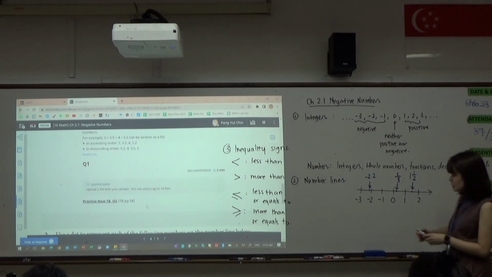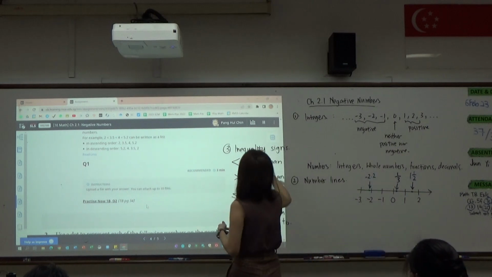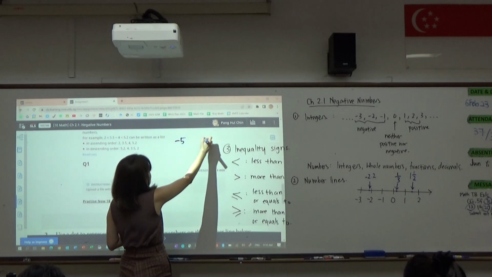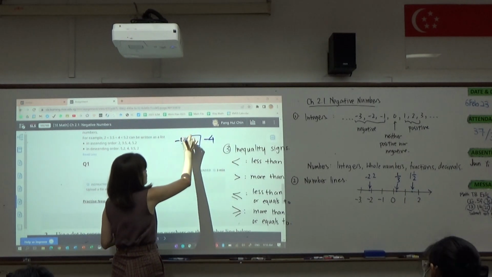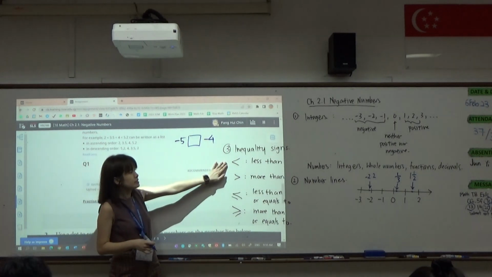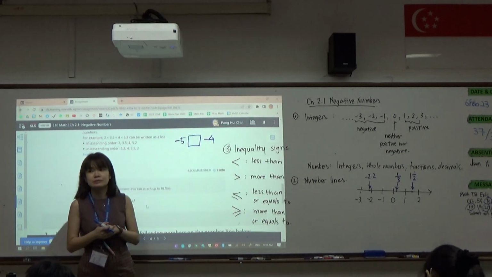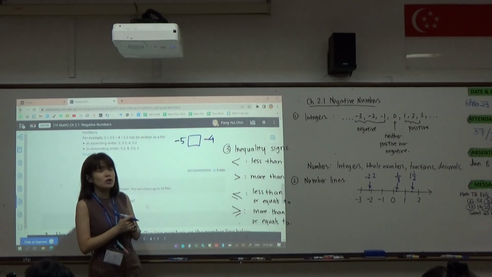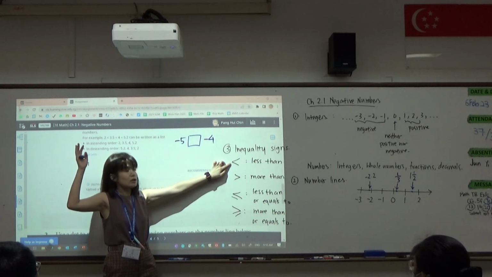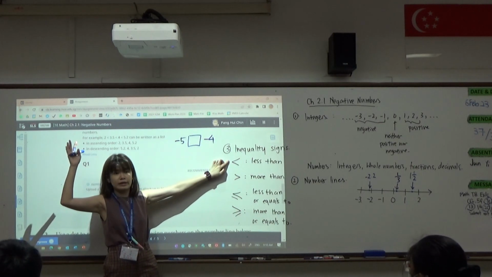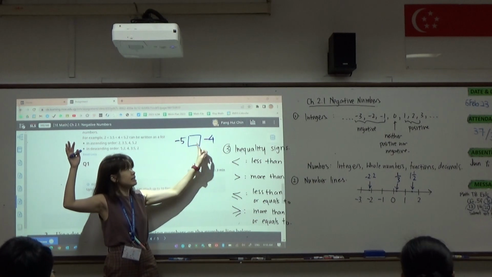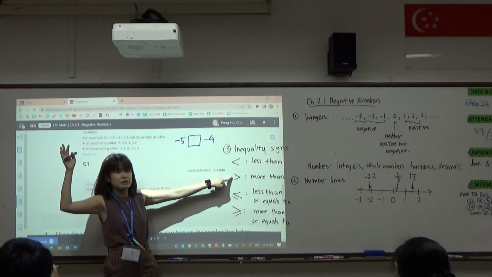So for example, between negative 5, maybe I write it here. Negative 5 versus negative 4. Clearly they are not equal. Should I use less than or more than? Okay, let's do a choice. In this part over here, do I use this one or this one? Who says to use this one? Who says that in my box it should be this one?